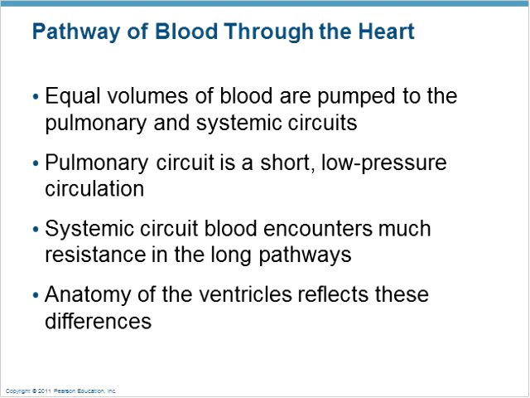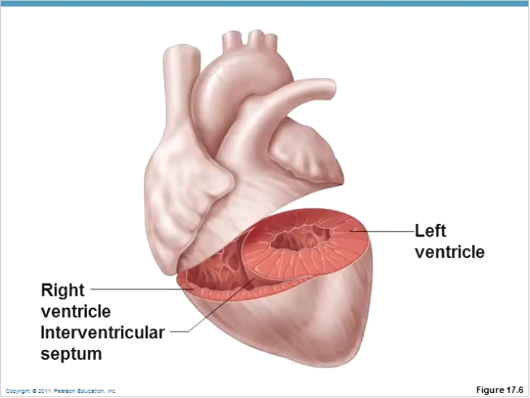the systemic circuits. The pulmonary circuit is a short, low-pressure circulation, whereas the systemic circuit blood encounters much resistance because it's a long pathway, because it's a great big circuit. So the anatomy of the ventricles really reflects these differences. That is, the left ventricle is very large, and the right ventricle is a little bit smaller. You see here that the left ventricle is a really large ventricle, and the right ventricle looks like it's been kind of slapped against the really large muscle of the left ventricle. So most of the heart is really left ventricle. A smaller part of the ventricle is really the right ventricle.